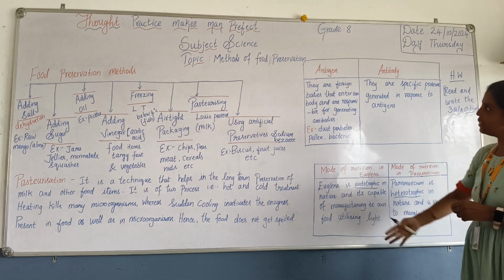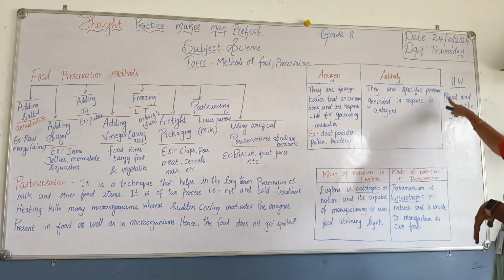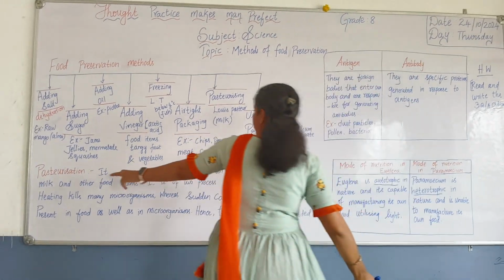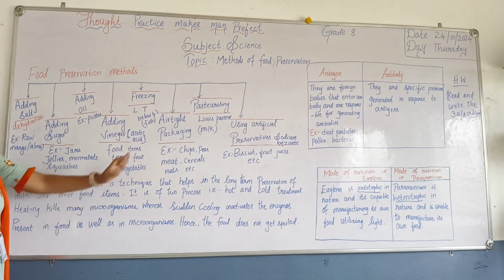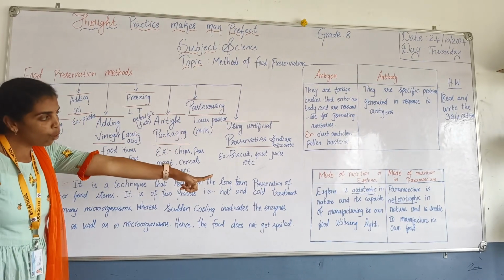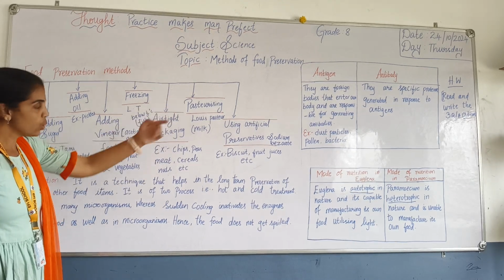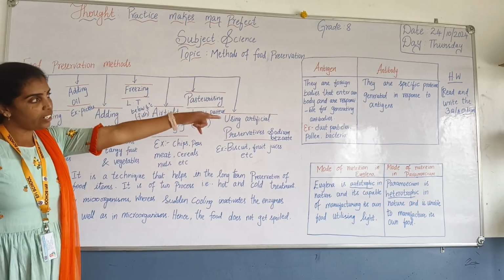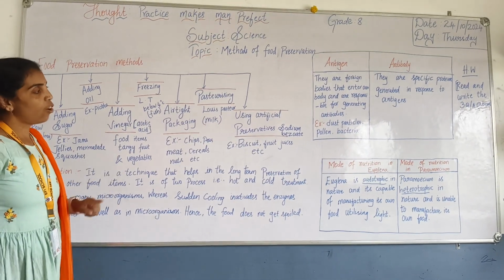So I hope you all understand this chapter, and with this we will wind up the class with the homework. I have given three questions and answers. They are pasteurization, antigens and antibodies, and the mode of nutrition in Euglena and the mode of nutrition in Paramecium. These three questions and answers should be read and written two times. So this is the homework for this online class.